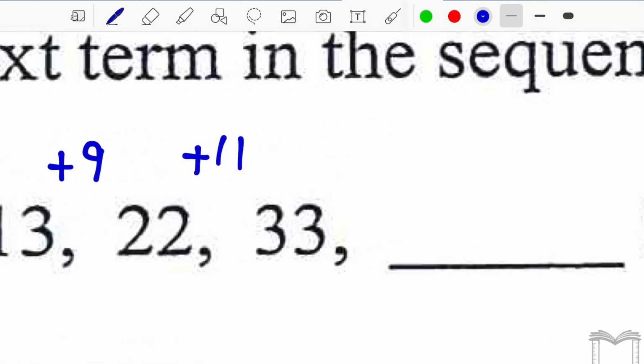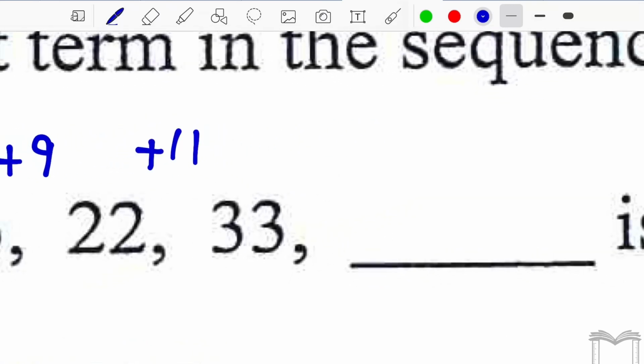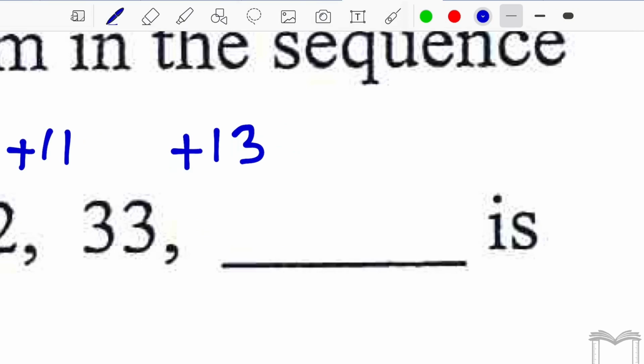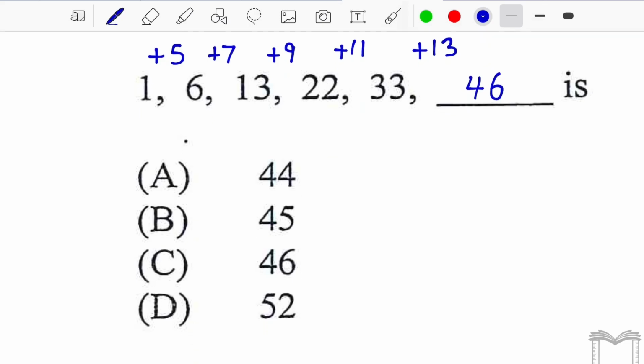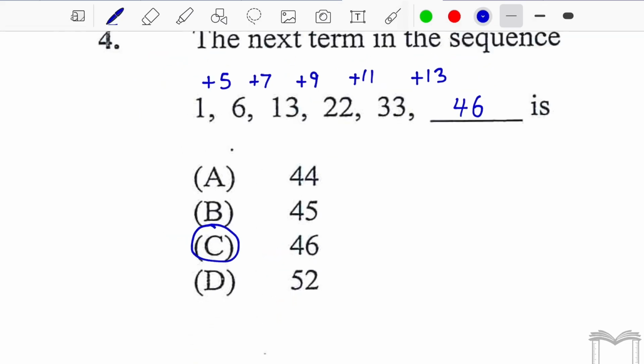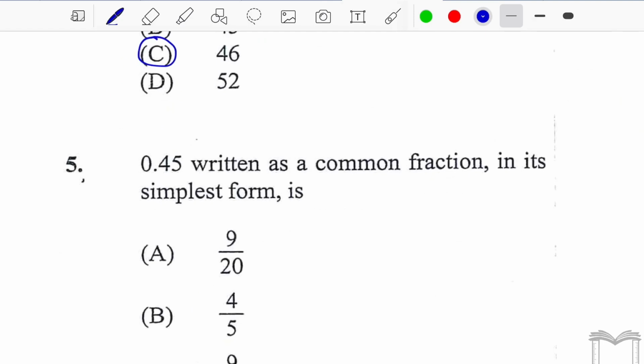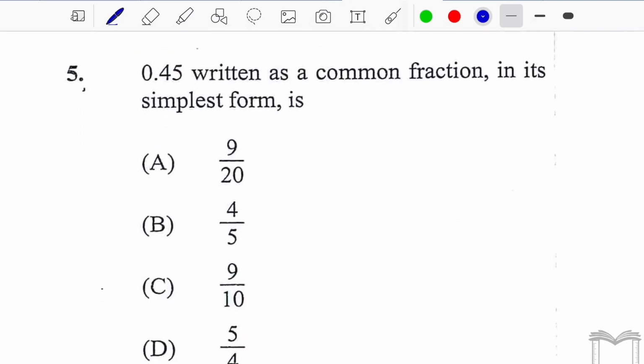So after 11, 2 plus 11 is 13. So we are now adding 13 to 33. 13 plus 33 is 46. So that's C. The correct answer is C. Number 5.